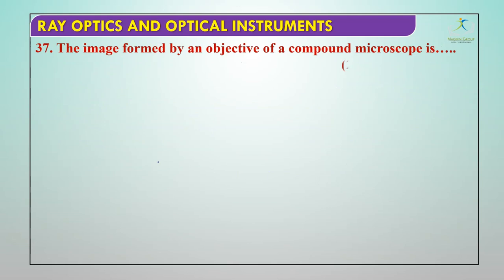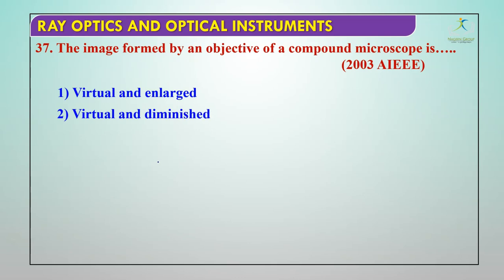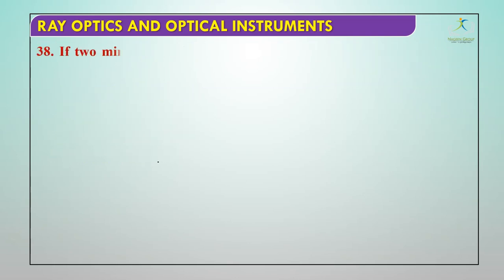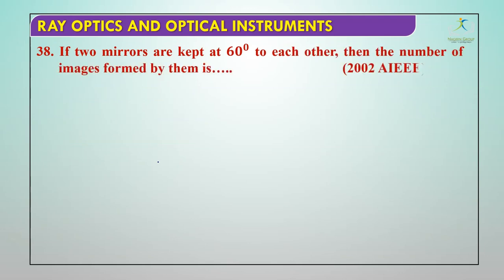Question 37: the image formed by the objective of a compound microscope is virtual and enlarged, virtual and diminished, real and diminished, real and enlarged. The correct answer for this question is real and enlarged. If two mirrors are kept at 60 degree to each other, then the number of images formed by them is 5, 6, 7, 8.